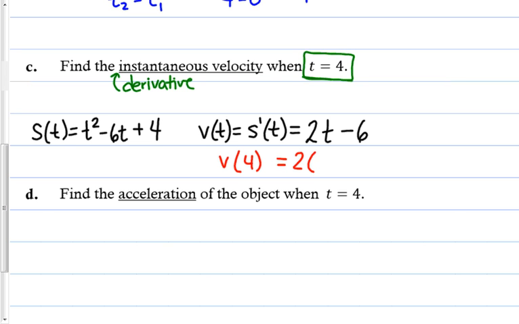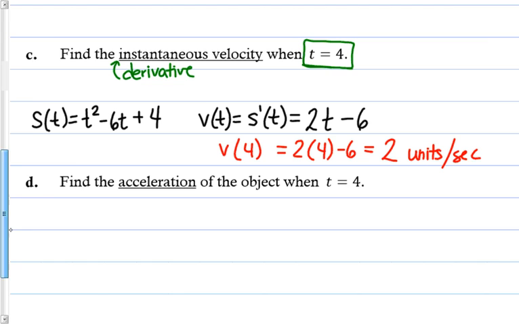Let me go ahead and plug in the 4. You get 2 times 4 minus 6. So that's 8 minus 6, so that's 2. My instantaneous velocity is 2 units. Again, I don't know what my units are. 2 units per second. At the time 4 seconds, the velocity was 2 units per second.